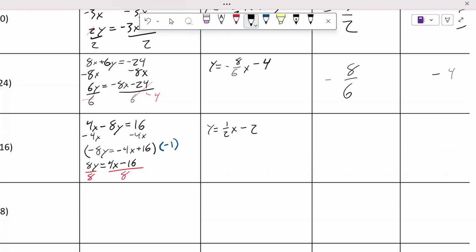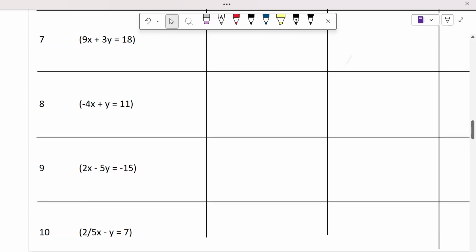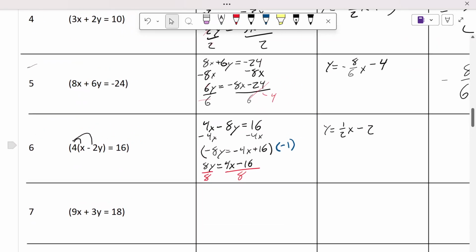Really quickly, as I'm going through this, I noticed number 6 might come up as a harder question, so I'm going to quickly do number 6 with you, and we'll go over that. What we have going on in number 6 is 4 times x minus 2y, right? So what we're first going to want to do is multiply the 4 by the x, and 4 multiplied by the y, and that will give us 4x minus 8y equals 16.